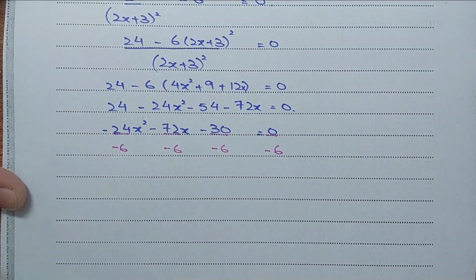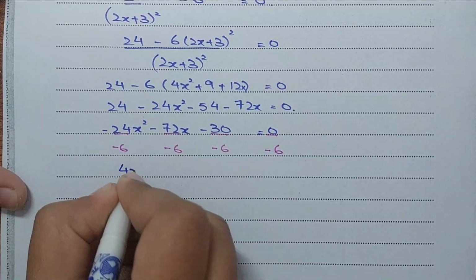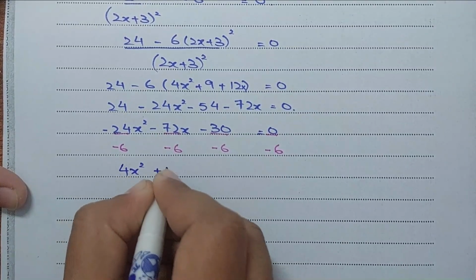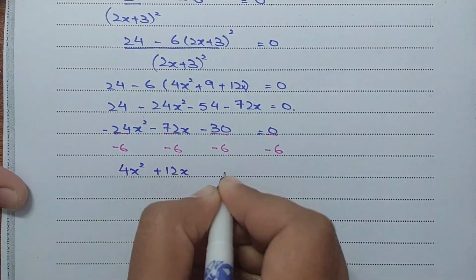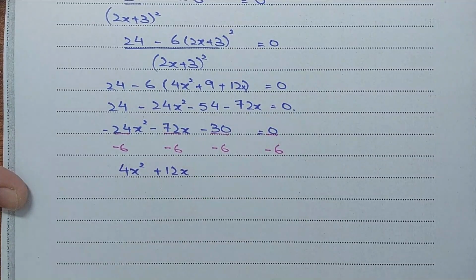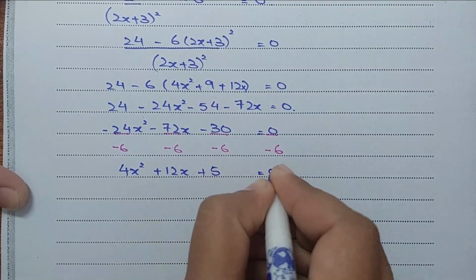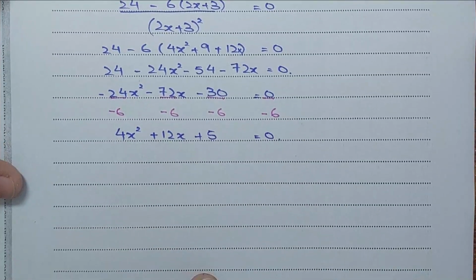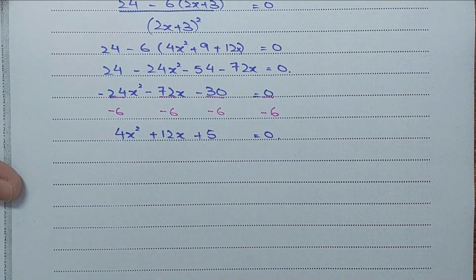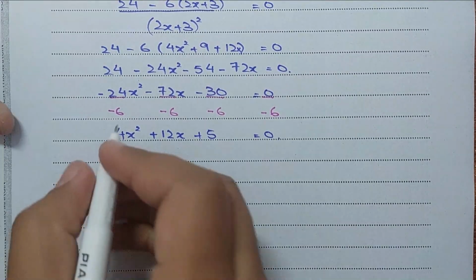Okay. 6 times 4 is 24. 6 times 12 is 72, which we have done. And what is with 30? 6 times 5 is 30, equals to 0, right? Now this is a quadratic equation in x, right? We can factorize it or apply the quadratic formula. Let me do the factorization.